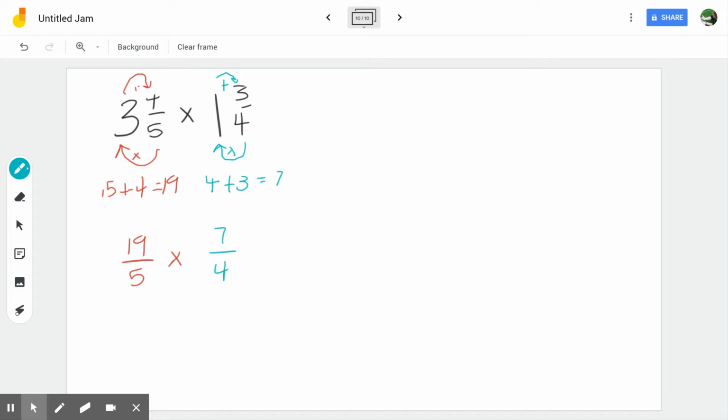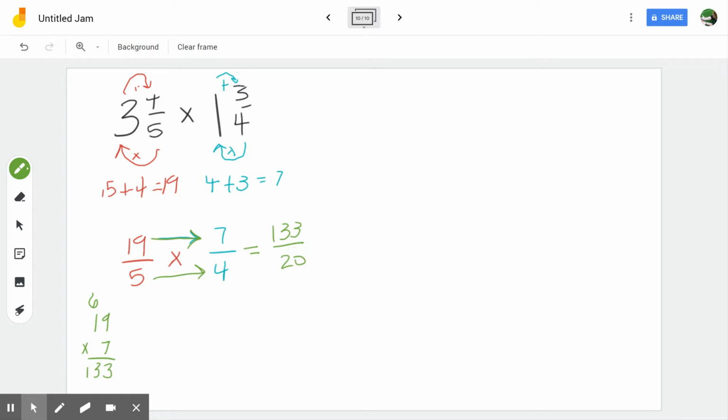Now we can multiply straight across. So again here, this is a little bit more difficult because we have to do 19 times 7. I think you'll be fine though. I'm going to switch to green for this. 19 times 7. I'll do that right down here. 7 times 9 is 63. And 7 times 1 is 7. Plus 6 is 13. So we have 133 as our numerator. And our denominator is 5 times 4, which is 20.